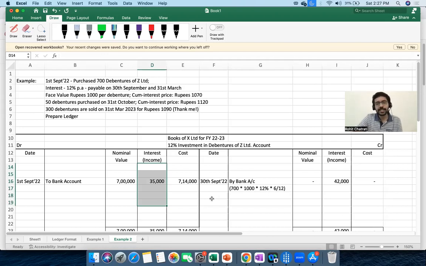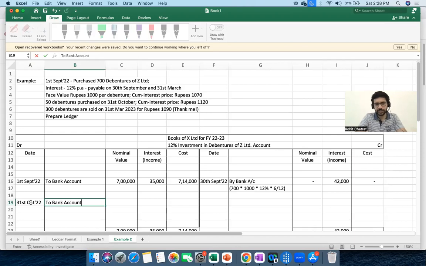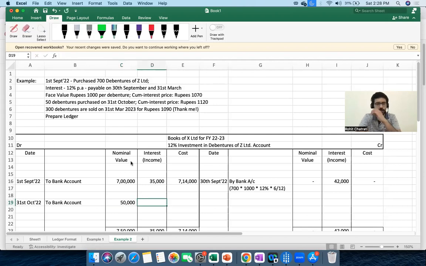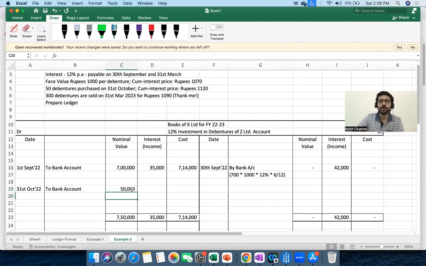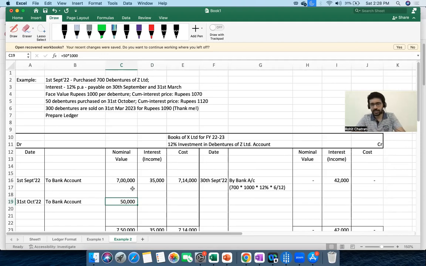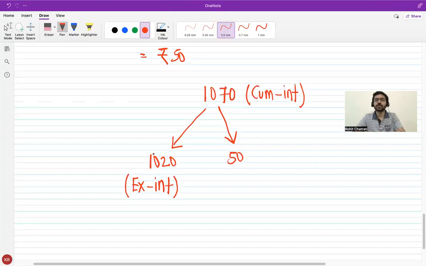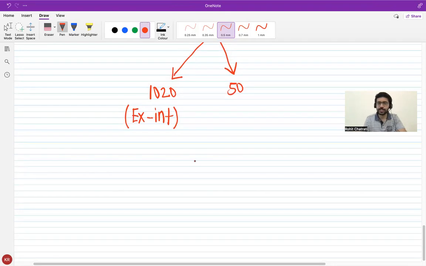Next, on 31st October 2022, you have purchased an additional number of debentures. Let's first fill the nominal value. You purchased 50 debentures multiplied by a nominal value of 1000. This time the cum interest price is 1120. You have purchased it for 1120. This is also again a cum interest price.